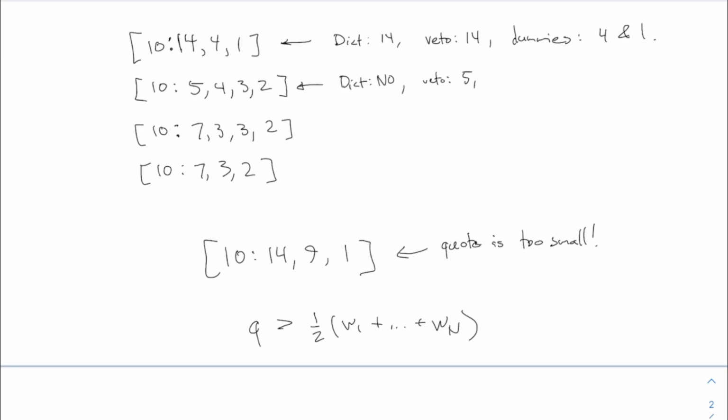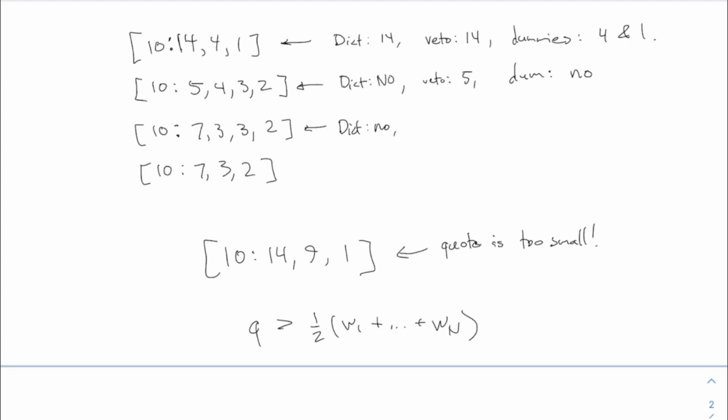And then, are there any dummies here? Anybody whose vote can never matter? Your eye should be drawn to the 2. I mean, that's the weakest one there. But the 2 sometimes does matter, because you can go 5 plus 3 plus 2 makes it to 10. So there is no dummies here. I hope that's what you said. The next one. Also, no dictator here.